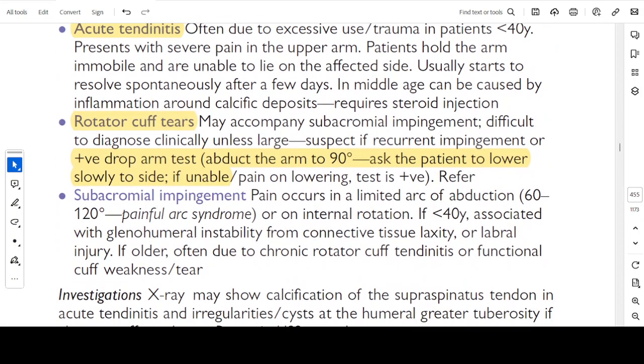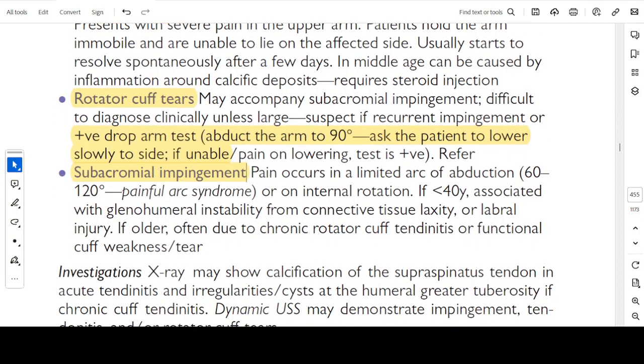Subacromial impingement. Pain occurs in a limited arc of abduction, 60 to 120 degrees, painful arc syndrome or subacromial impingement, or on internal rotation. If less than 40 years, associated with glenohumeral instability from connective tissue laxity or labral injury. If older, due to chronic rotator cuff tendinitis or functional cuff weakness or tear.